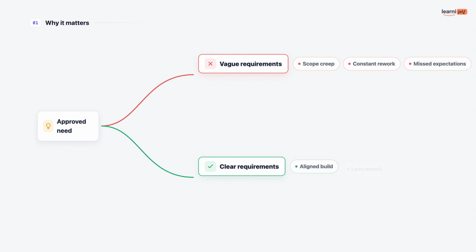Leave requirements vague, and you invite scope creep, constant rework, and missed expectations. Get them clear, and the build stays aligned, rework drops, and you deliver on target. Define it right, or you'll build the wrong thing very fast.